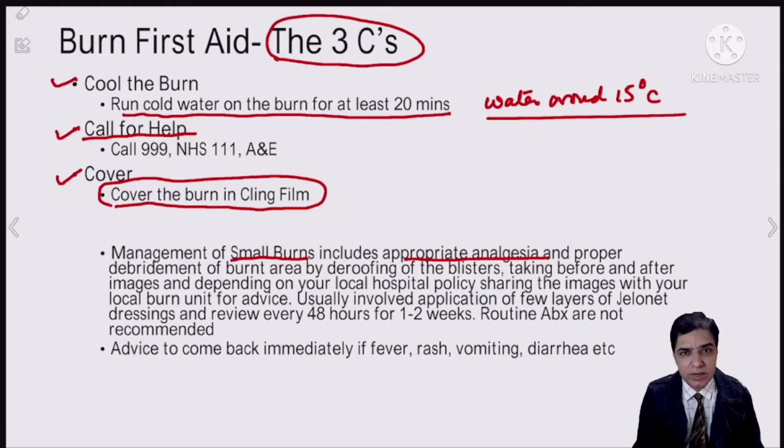If there is any raw area, you properly clean it, you properly debride it, and then it is appropriately covered by dressings. These dressings have to be changed every 48 hours. For these superficial burns, a week to 2 weeks is usually enough for appropriate healing. Usually they are wrapped in impregnated paraffin dressings. We call them Gel-O-Net dressings, and a few layers are applied on the burn area and changed every 48 hours for 1 to 2 weeks till there is proper healing.